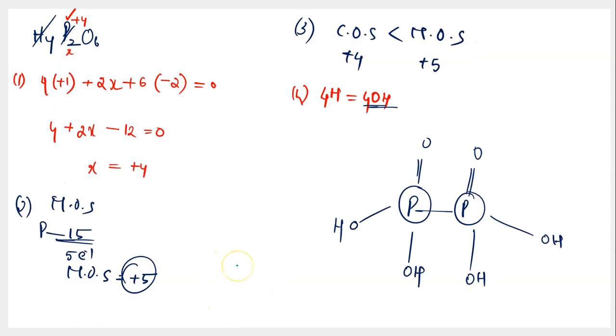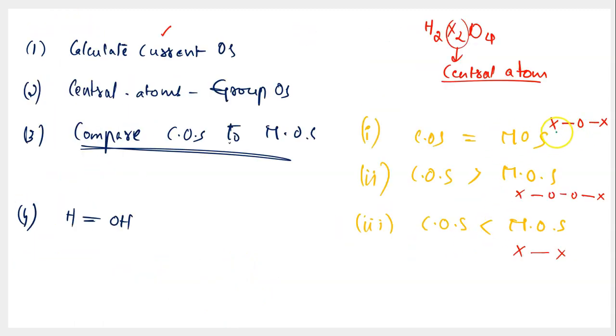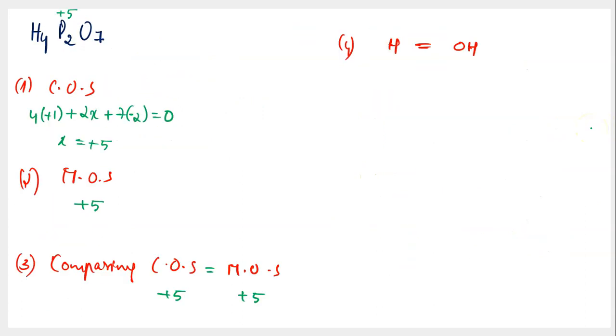When both of them are equal, what kind of bond can we expect? There should be an oxygen atom between both the central atoms. So between both the phosphorus units, there needs to be an oxygen atom like this. And in step 4, what do we have? The number of hydrogens is equal to number of hydroxides, right? So there are 4 hydrogens, which means 4 hydroxides.